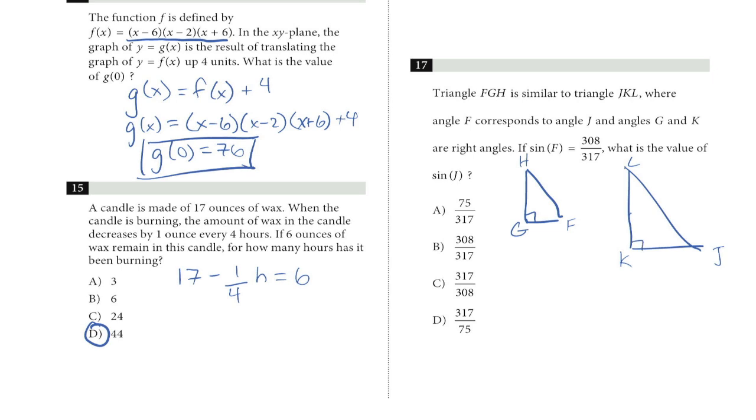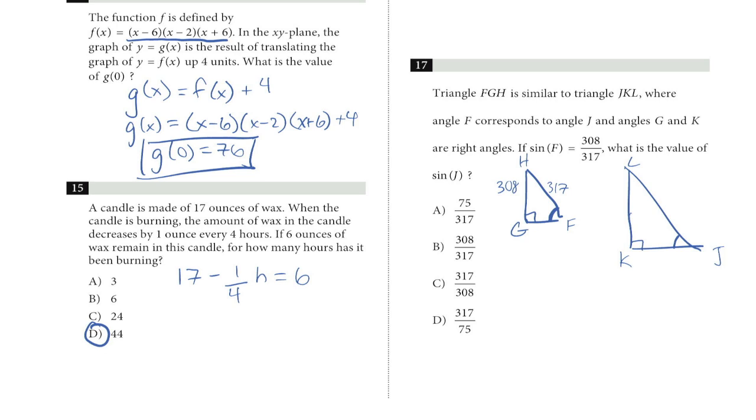So they are telling us that the sine of F, so we're talking about this angle, is 308, so the opposite side, because sine is opposite over hypotenuse, so 308 is this side, and then 317 is the hypotenuse. We're asking for the sine of j. Well, here's the nice part. Angles that are the same, so here j and f correspond, which means they're the same.